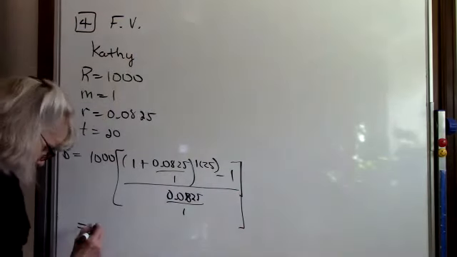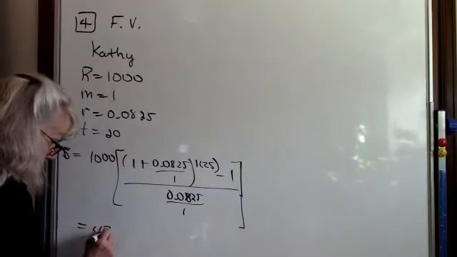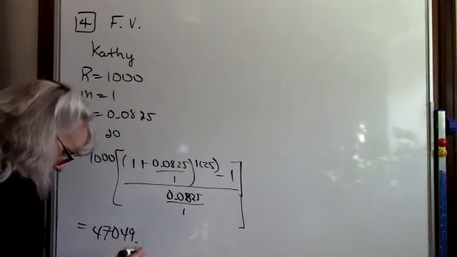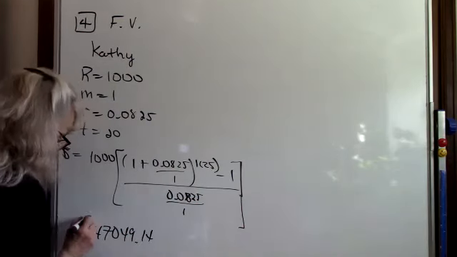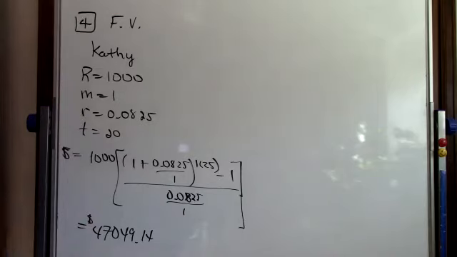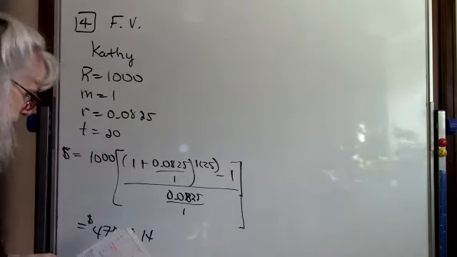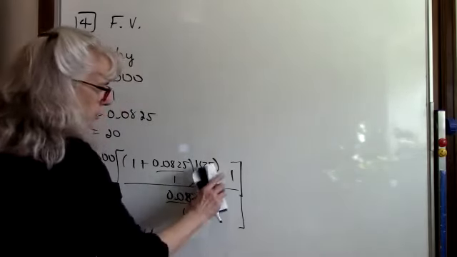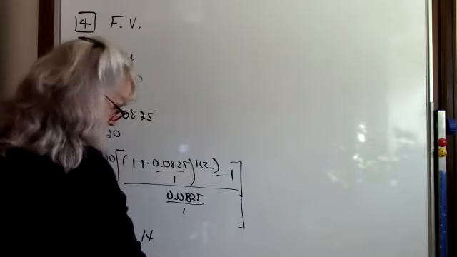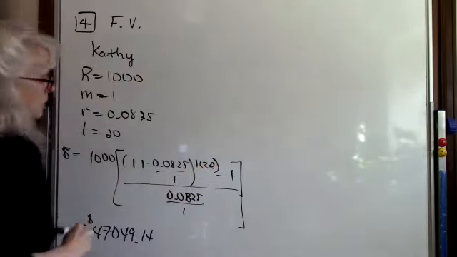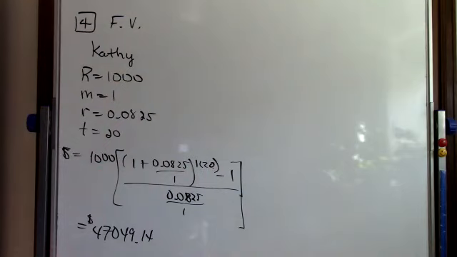And you should end up with Kathy having $47,049. Not a bad chunk for her 20 years. Whoops, sorry. She's only doing it for 20 years. Hopefully you caught that. So this should be 20. I'm not watching what I'm doing over here. So it comes out to be $47,049.14.